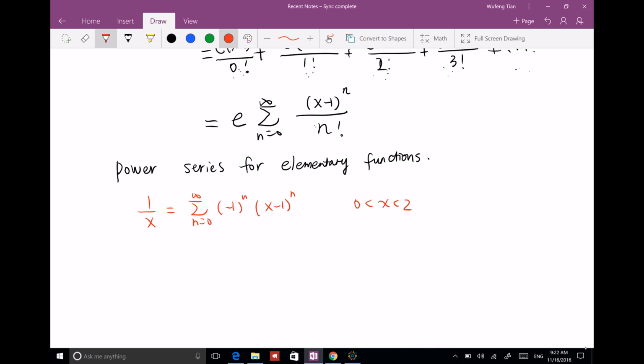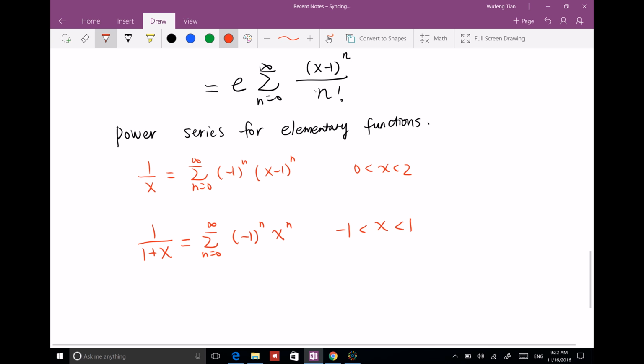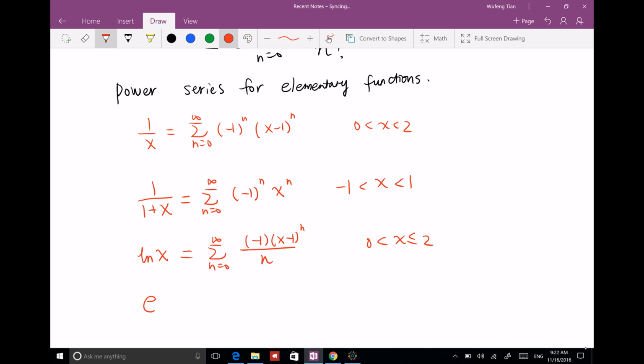1 over (1 plus x) is the sum from n equals 0 to infinity of negative 1 to the power n, x to the power n, for x less than 1 and bigger than negative 1. And ln x is the sum from n equals 0 to infinity of negative 1 to the power n, (x minus 1) to the power n over n, for 0 less than x less than or equal to 2. e to the power x is the sum from 0 to infinity of x to the power n over n factorial, for x between negative infinity and infinity.